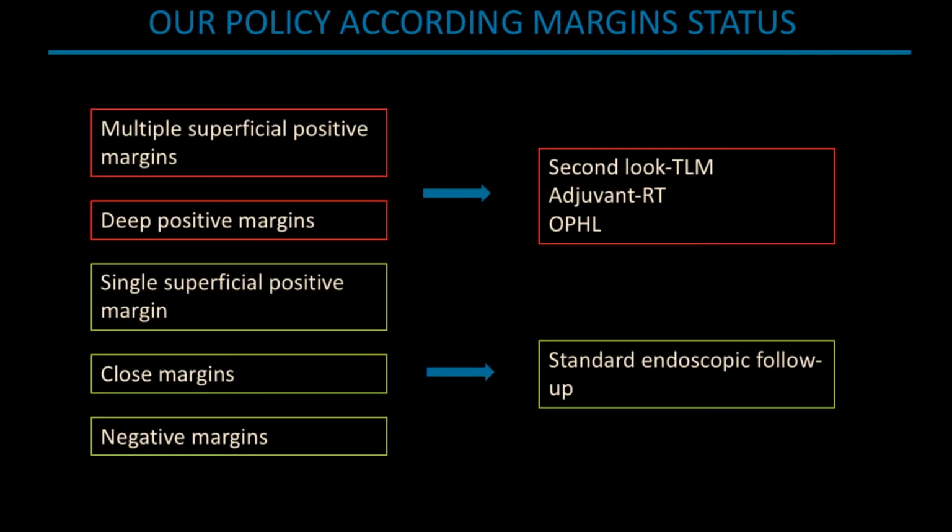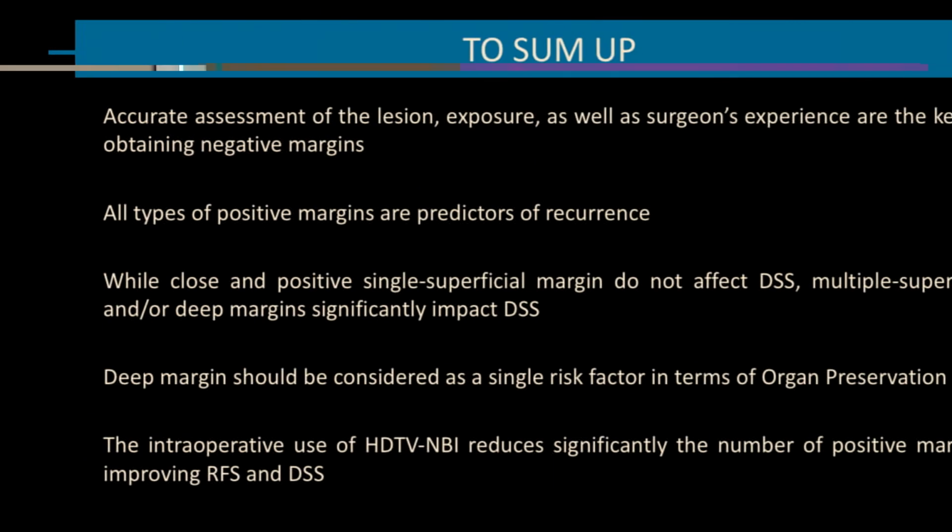So what is our policy when we have multiple superficial positive margins or deep positive margins? Routinely, we perform a second TLM. In case of, again, a superficial margin, we shift to an open neck procedure or adjuvant radiotherapy. In case of close margin, negative margin, or a single superficial margin, you follow the patient very closely. Okay, this is a summary, but regarding only the margin.